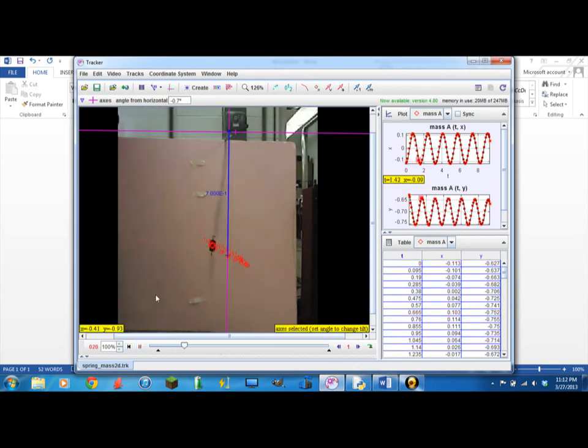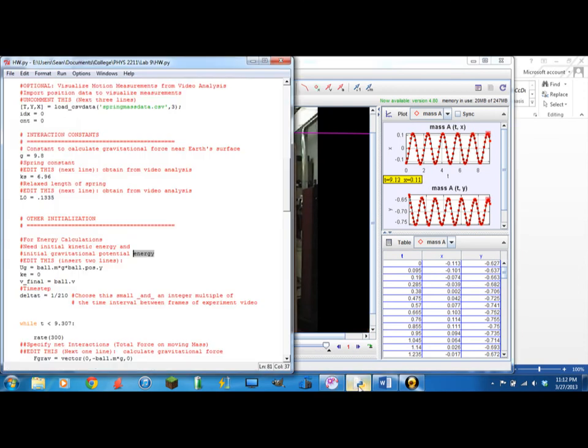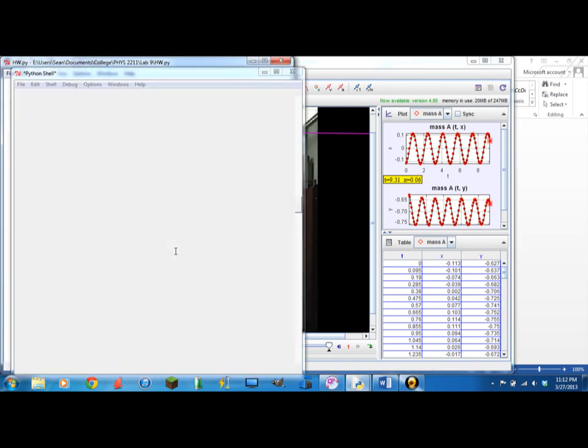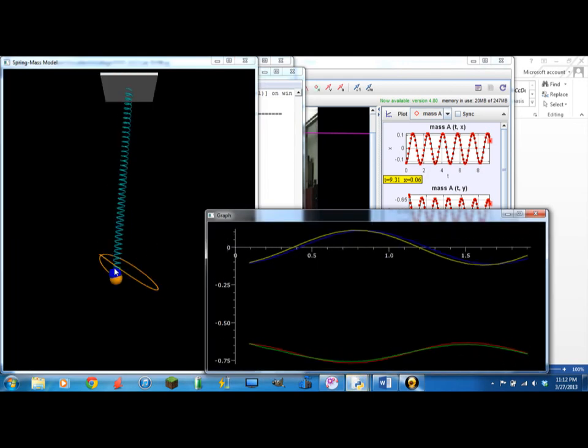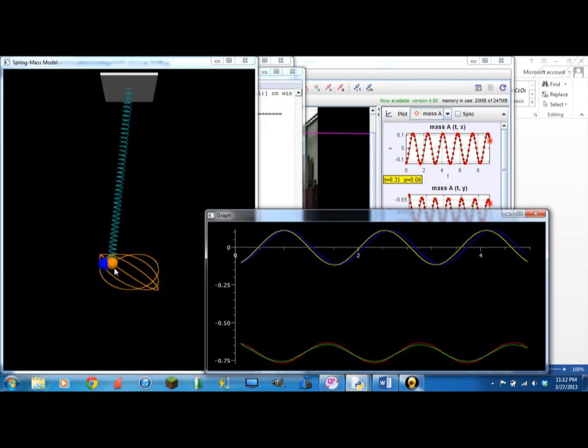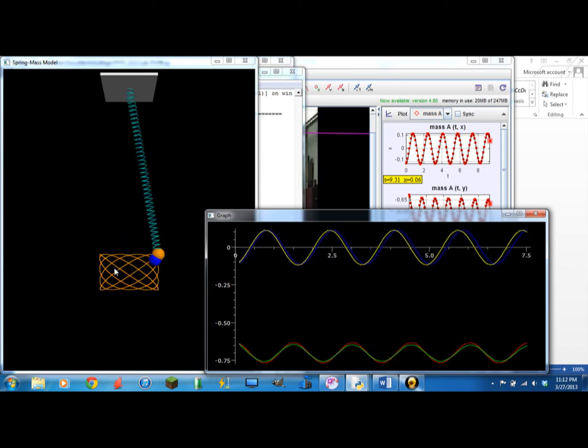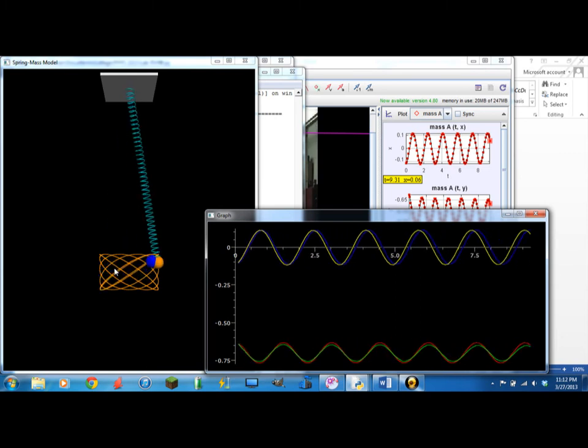The motion we analyze is a mass oscillating on a spring and moving in both the x and y direction. Using Tracker, I gathered my experimental data. If you look at the model, you will see the experimental data represented by the blue ball and the model data represented by the orange ball. As you can see, the model closely follows the experimental data, both in the display and on the graph.